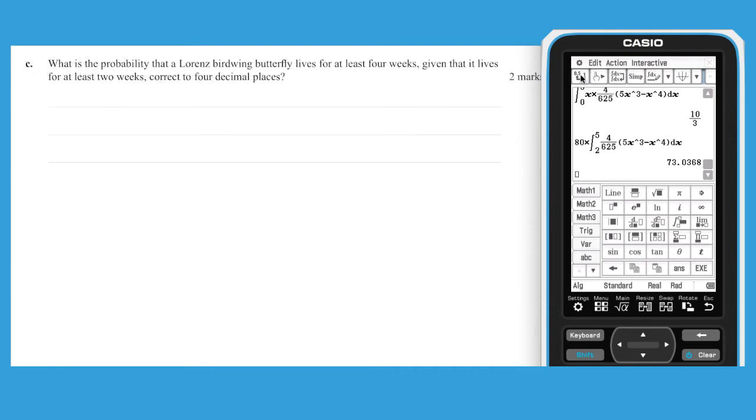Part C. This conditional probability is equal to the probability of living from 4 to 5 weeks divided by the probability of living from 2 to 5 weeks.